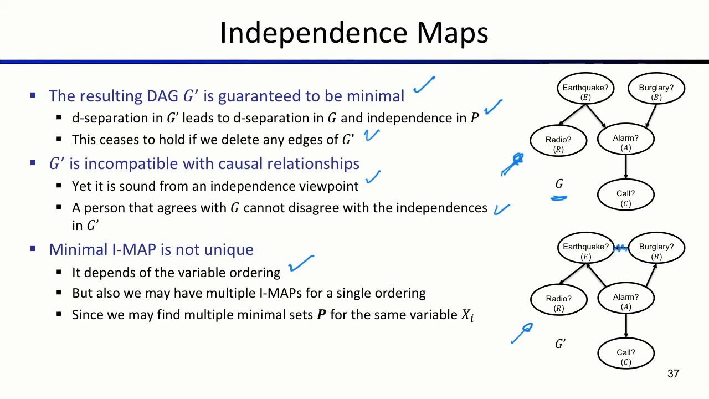We may have multiple I-maps for a single ordering. That's true too, since we may find multiple minimal sets P for the same variable xi. So depending on how we run the algorithm, we may choose different minimal sets P that make xi independent from the previous variables. So we may have more than one decision, and we may find different I-maps depending on how we choose the variables that will compose P.